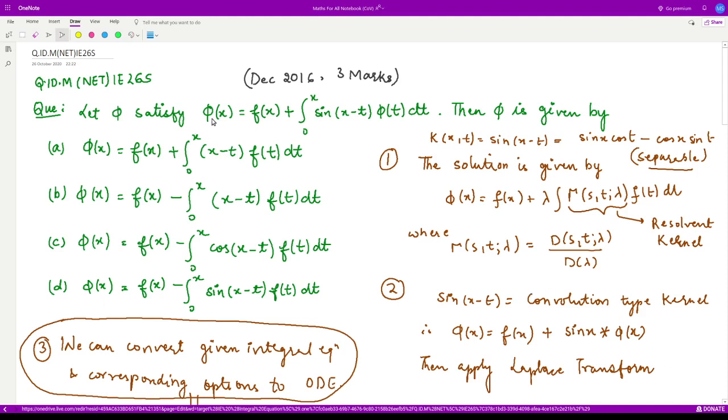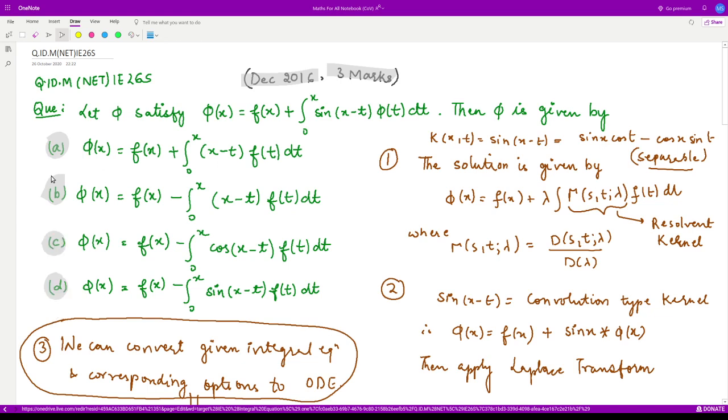In this video, we shall see a question from December 2016 consisting of 3 marks. The question is: let phi satisfy this equation, phi of x is equal to f of x plus the integral from 0 to x of sine of (x minus t) phi t dt. Then phi is given by which of these 4 integral equations, right?